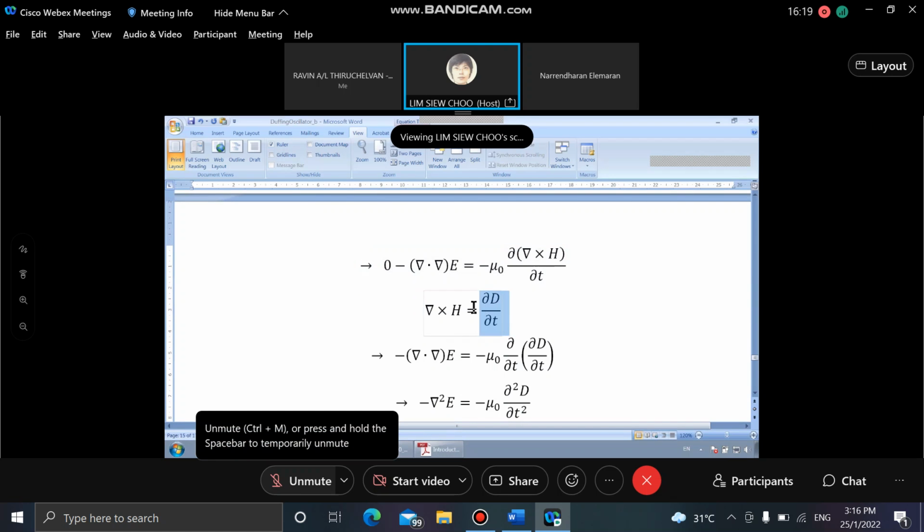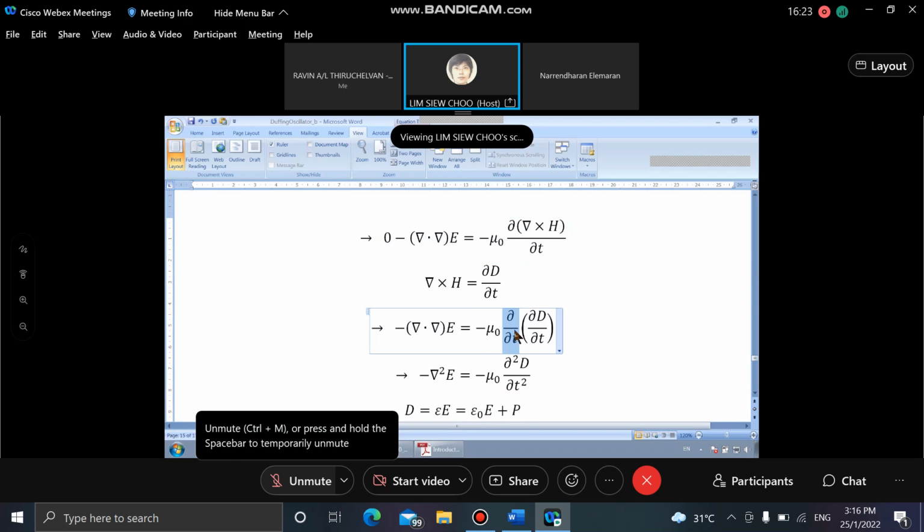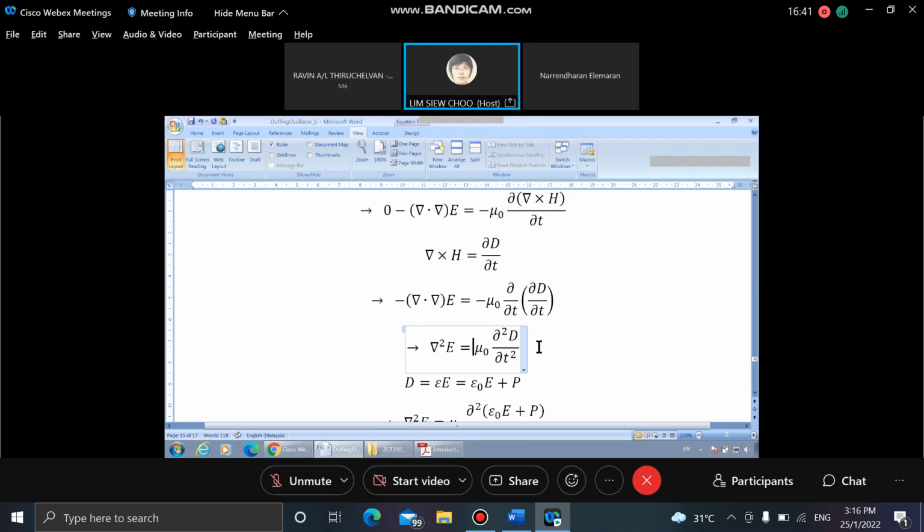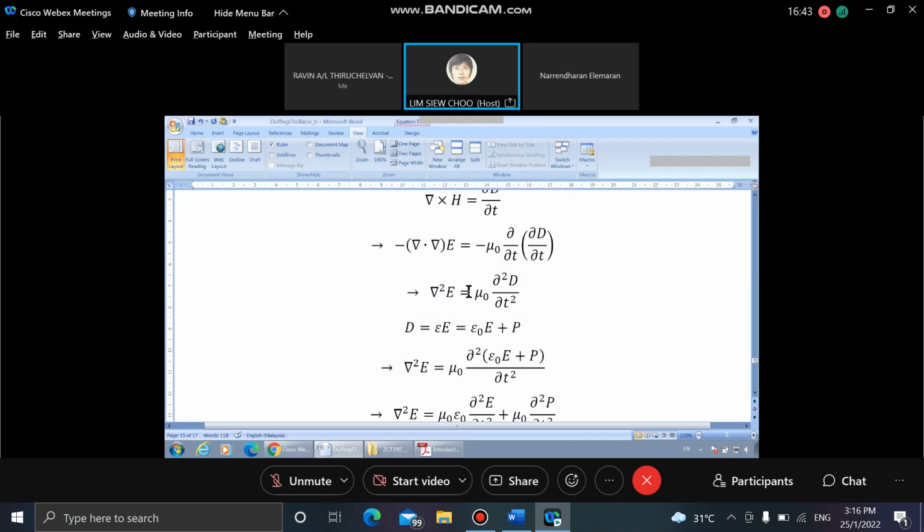So we substitute this into this bracket. So the del over del t is outside, so you have this. So this is curl H. So at the end, you have this divergence of itself operating on E. And okay, I have to cancel the negative on both sides, negatively becomes positive. Then you get this equation.